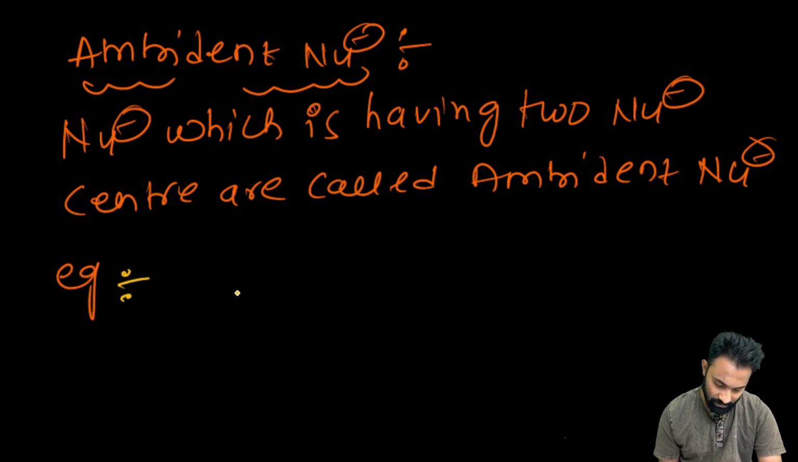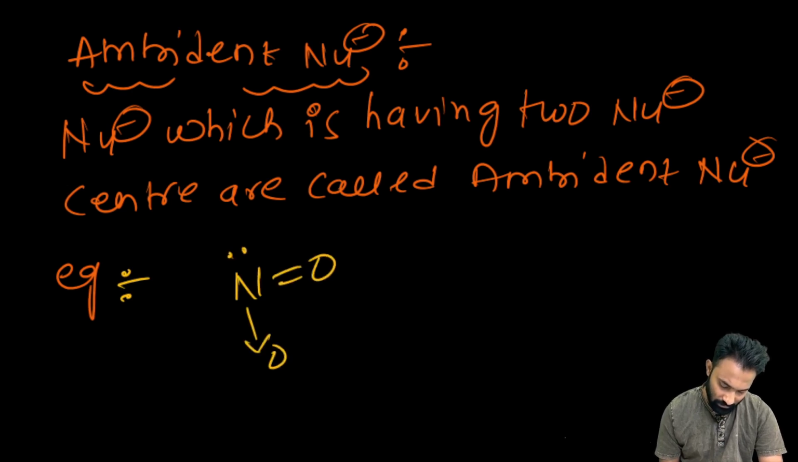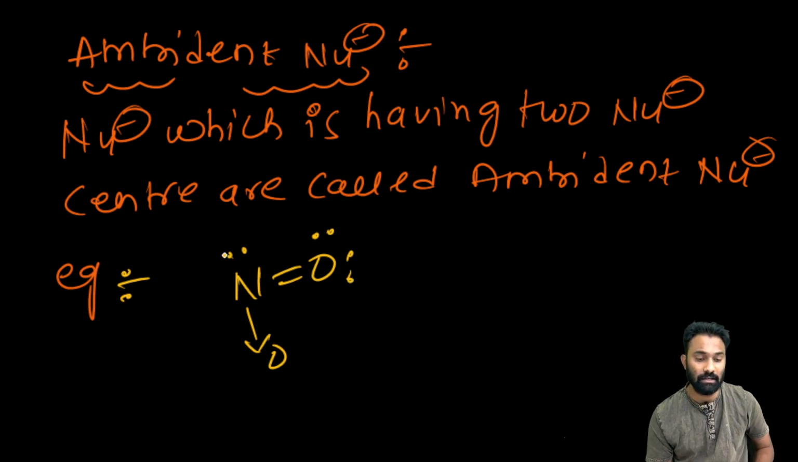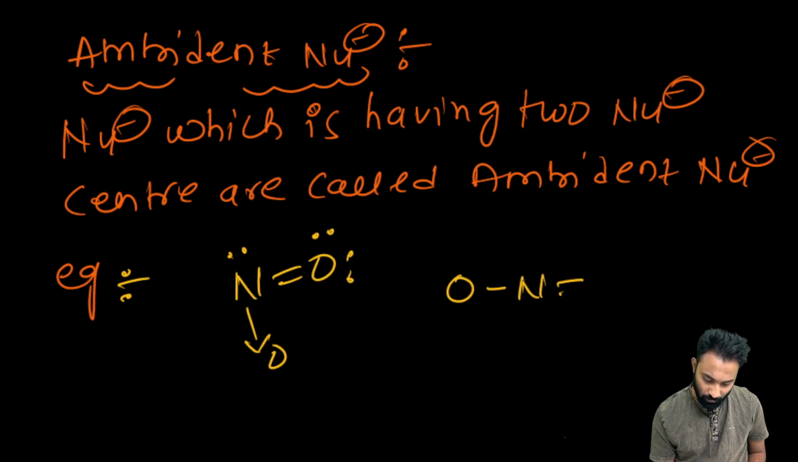Example for this one. First is nitro. Clear? Now this oxygen has a lone pair of electrons, it can donate. Nitrogen also has a lone pair of electrons, it can donate. Clear? Next one, nitrito. Clear?